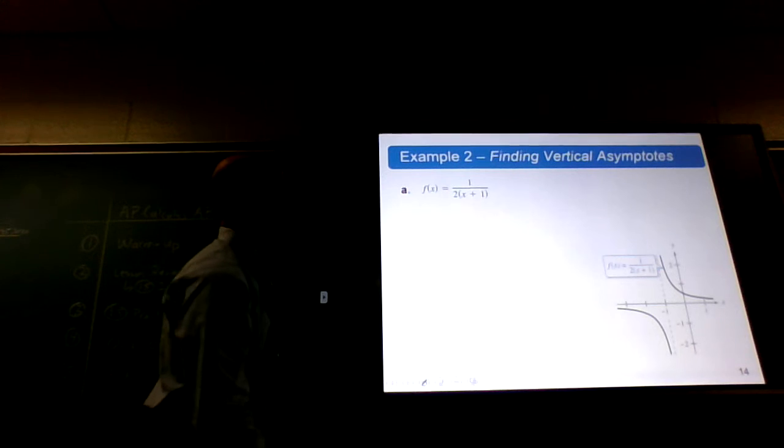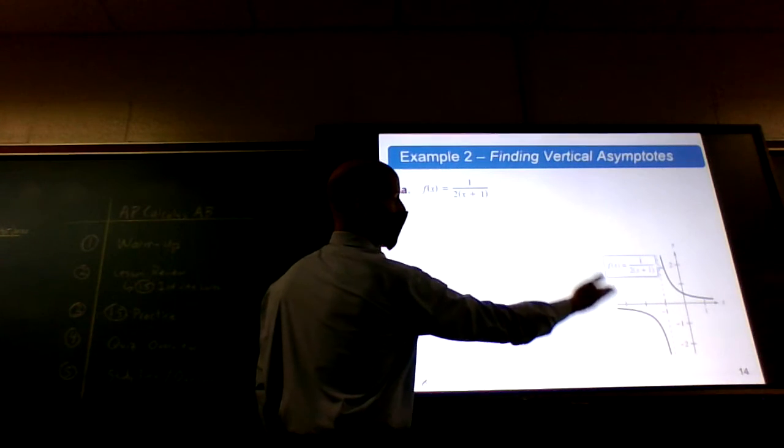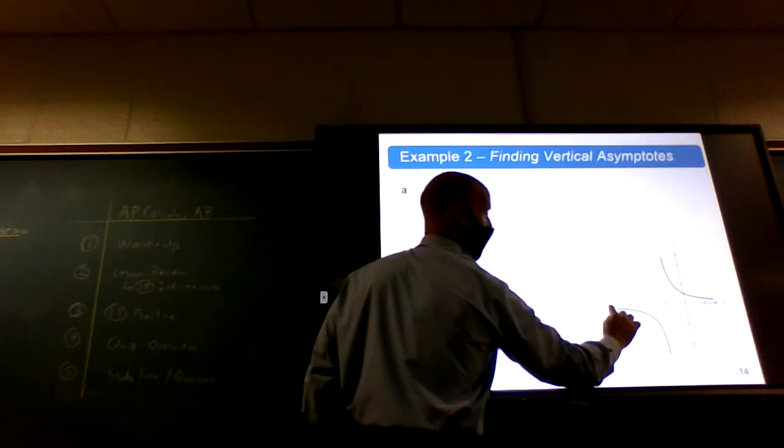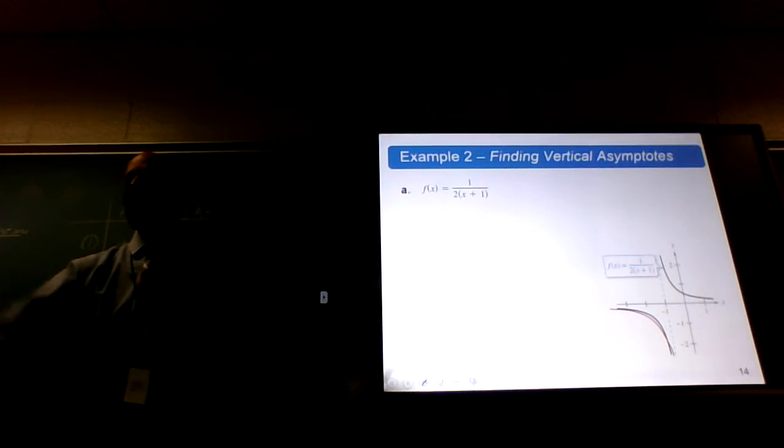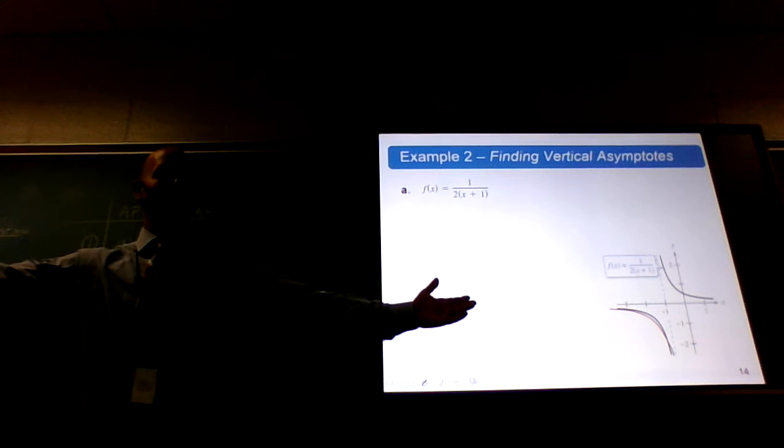Okay, so for example, I'm giving you the graph of this guy here. What is the limit on the left? What's the limit on the left? Negative infinity. So what can you conclude immediately?